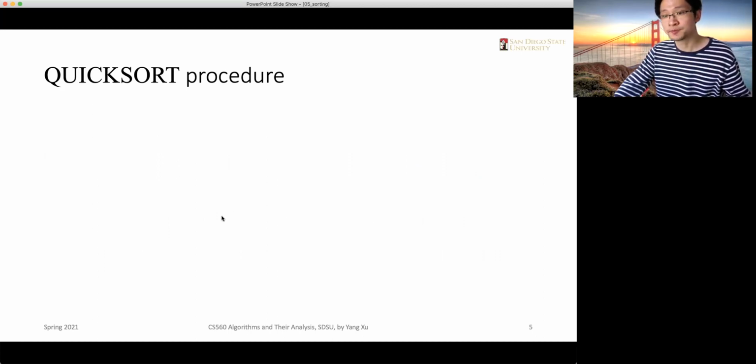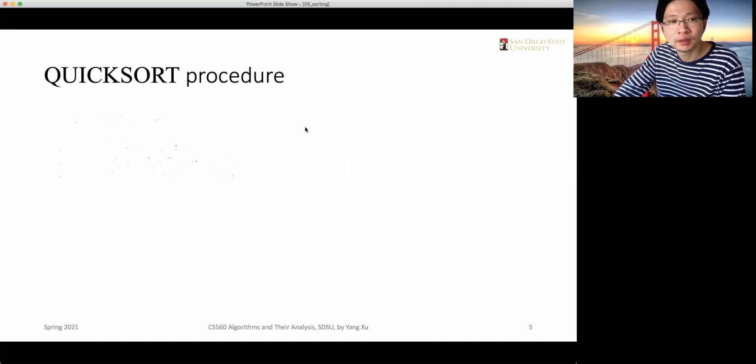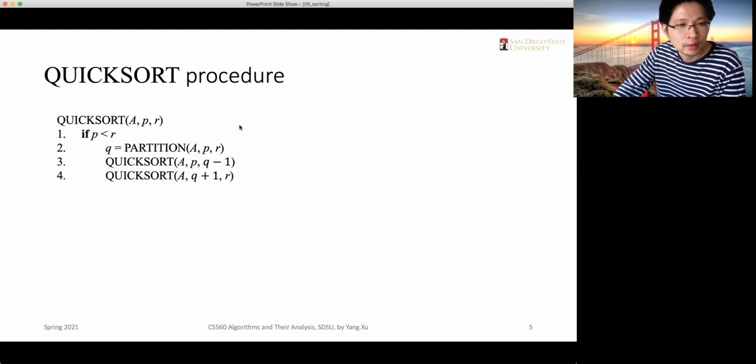Let's look at the details regarding the partition step. All right, that's what we get for the quicksort procedure. It's a really neat code. The quicksort procedure is defined on 3 arguments: the input array, and the starting index P and ending index R, right?